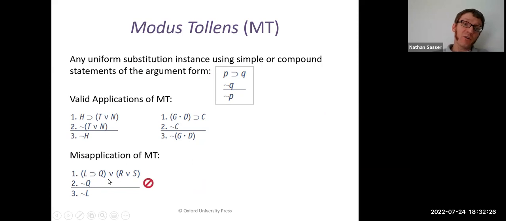Now, here's a misapplication of Modus Tollens. Either if L, then Q, or R or S. Well, it's not the case that Q, therefore it's not the case that L. Again, this was an attempt to apply Modus Tollens to just part of a line. If you just cut off line 1 after the end of the first parentheses, this would be valid. It would be Modus Tollens, but you can't do that. Line 1 is not a conditional statement. It's a disjunction, and one of the disjuncts is a conditional statement. But you can't just apply an implication rule to part of a line.